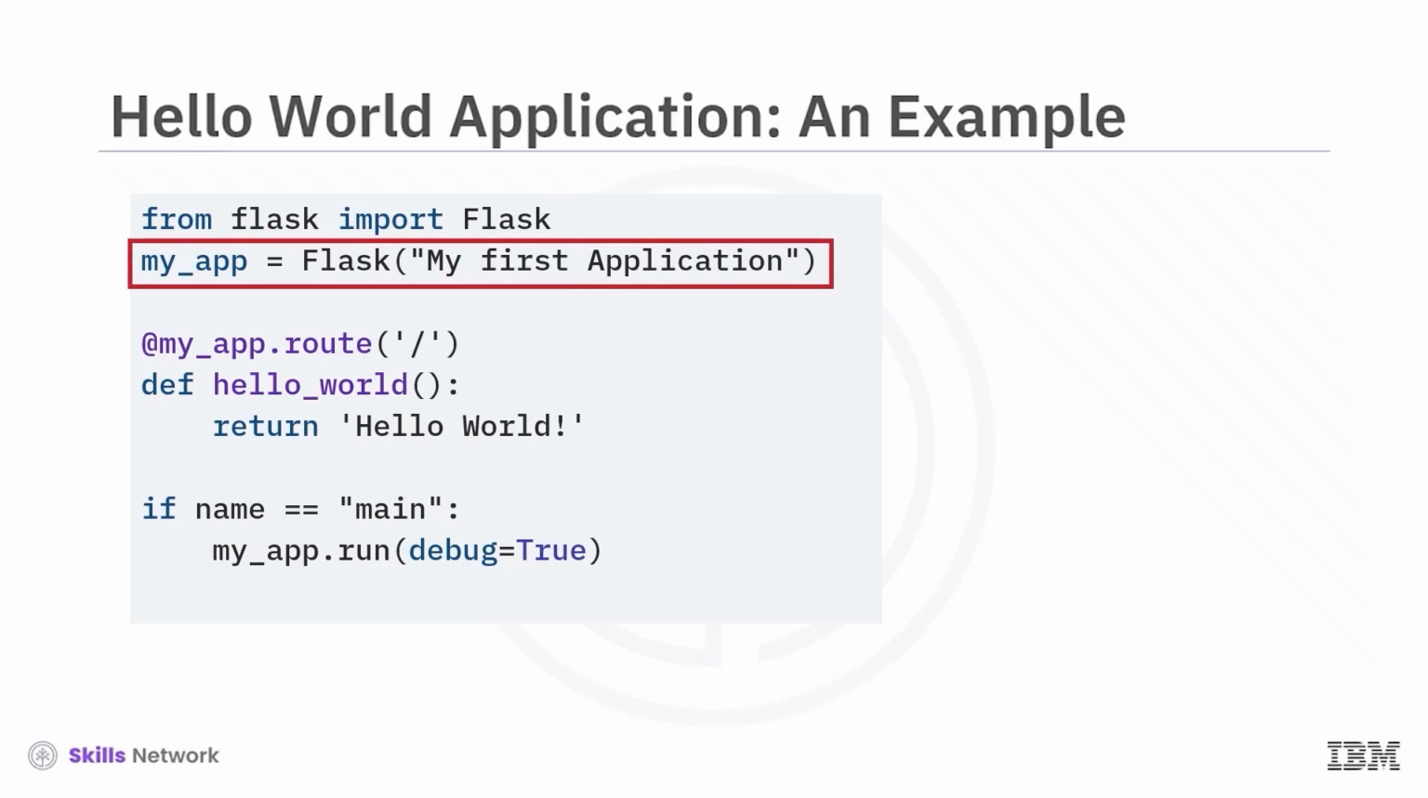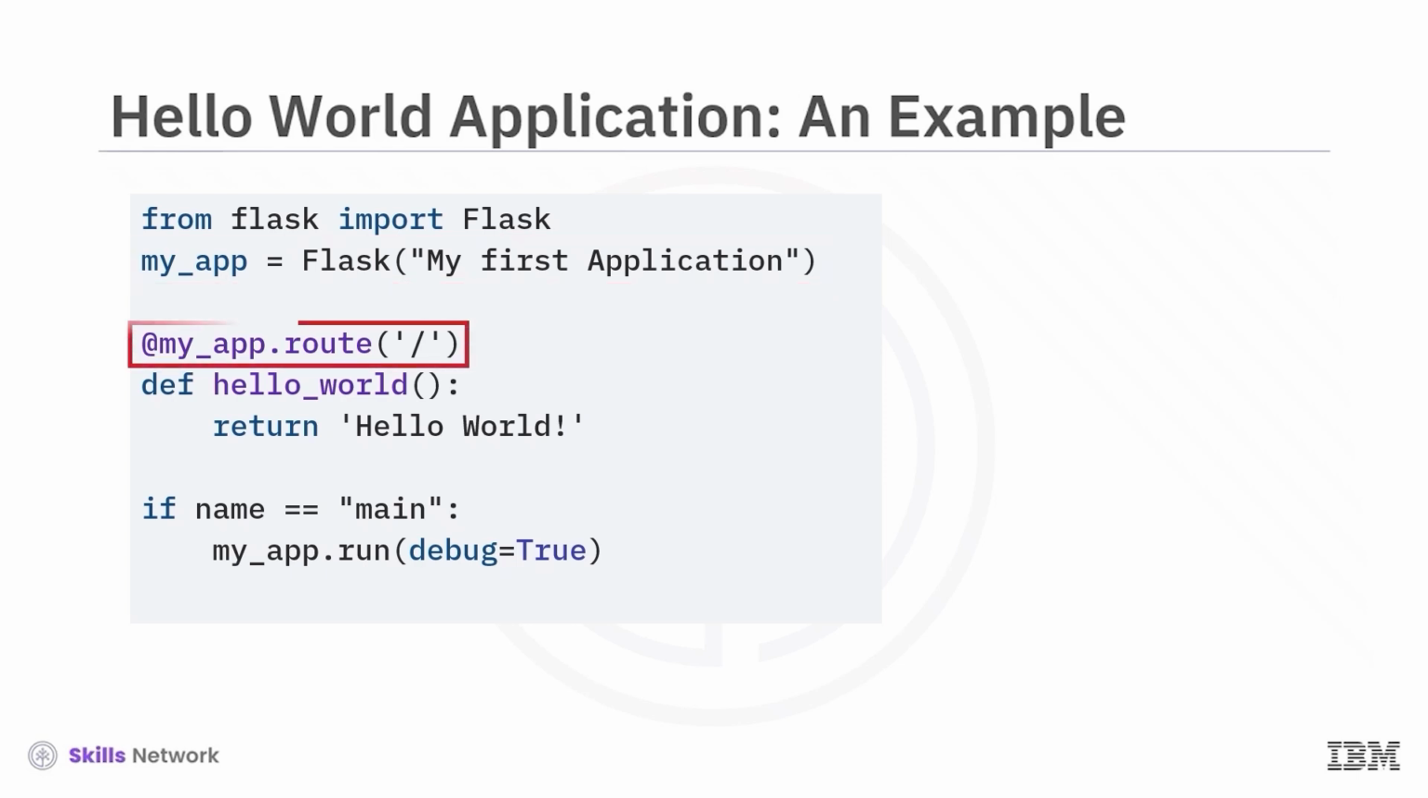Step 3. Create an object of the Flask class as a web application with the name My First Web Application and store it as app. For example, app equal to Flask with My First Application. Most applications use the reference name app for clarity purposes. However, app is just a reference name and you can use any other name.